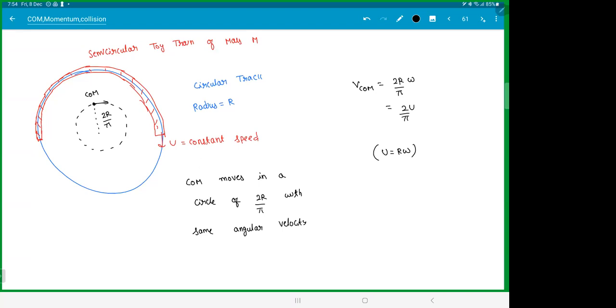The main idea is that if the train is a semicircle, center of mass is at 2r by pi. So whenever the train moves, center of mass also is going in a circle. So both will have same angular velocity. The radius of the circle is 2r by pi. So the speed is 2r by pi omega. Easy?